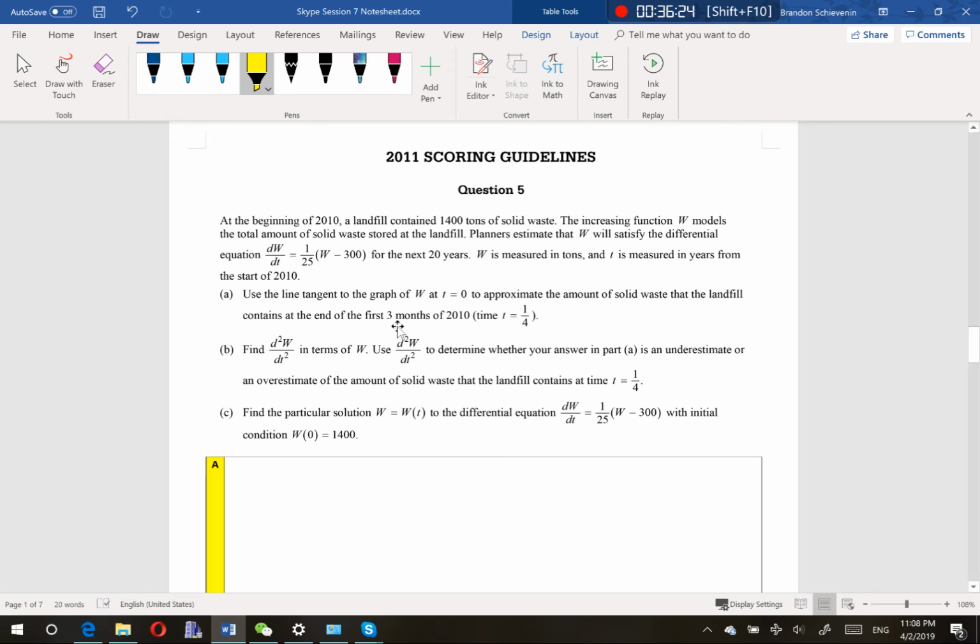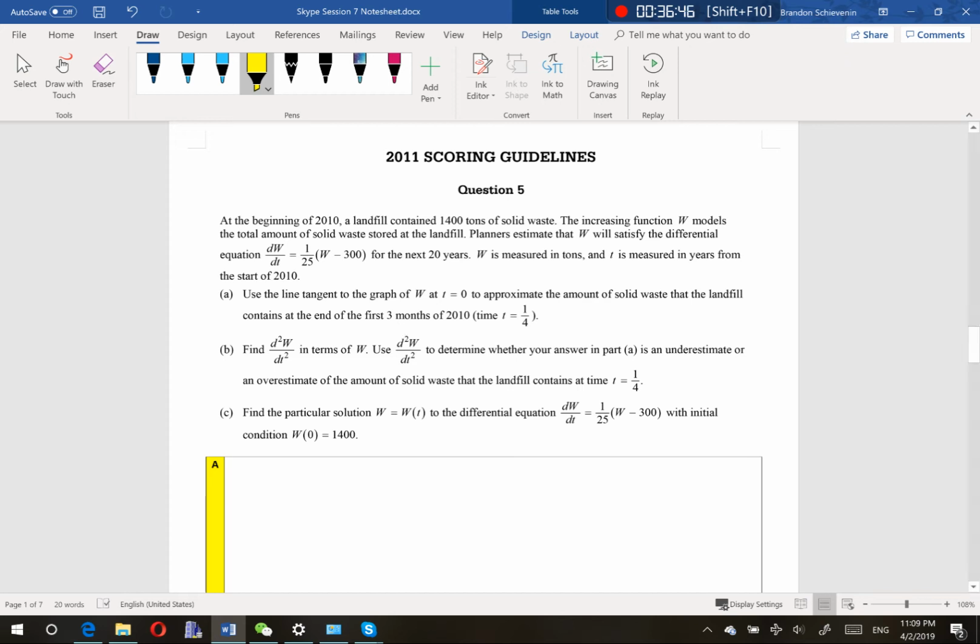For part A, I want to use the line tangent to the graph of W at T equals 0 to estimate the amount of solid waste that the landfill will contain at the end of the first 3 months of 2010, so at the time T equals 1/4. What information do I need to graph a tangent line? The slope. Okay, I need the slope, so we'll go ahead and get the slope first.